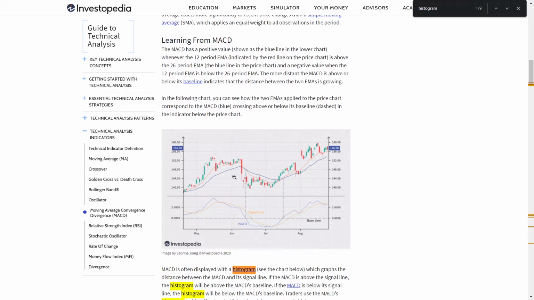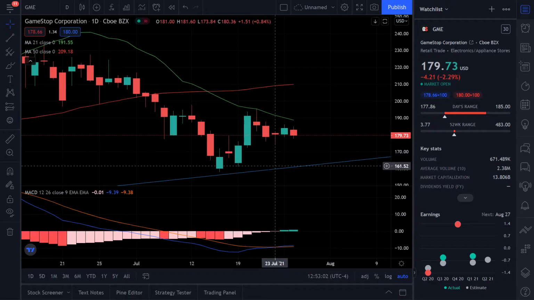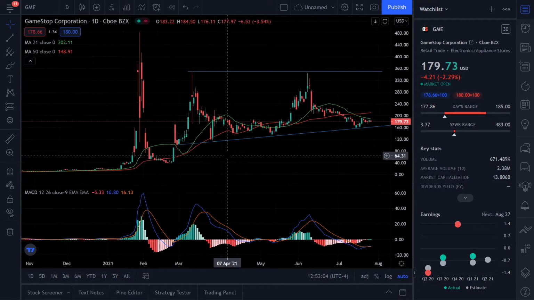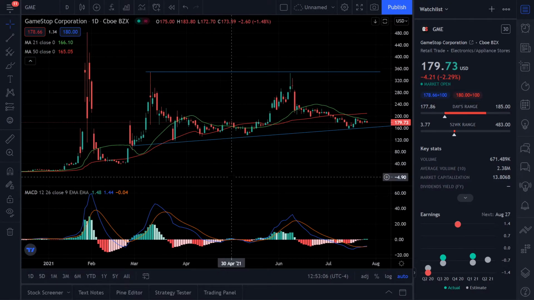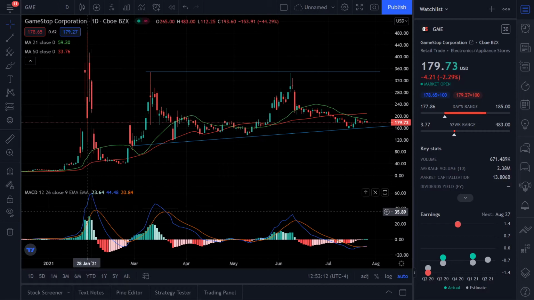So if we just go here, you can see some examples of MACD, and when the signal line crosses, the histograms cross, and then you can see bullish price movement. And if we go back to GameStop and zoom out a little bit, there have been 3 key times where this showed very bullish movements, during the initial short squeeze. Then the momentum slowed.